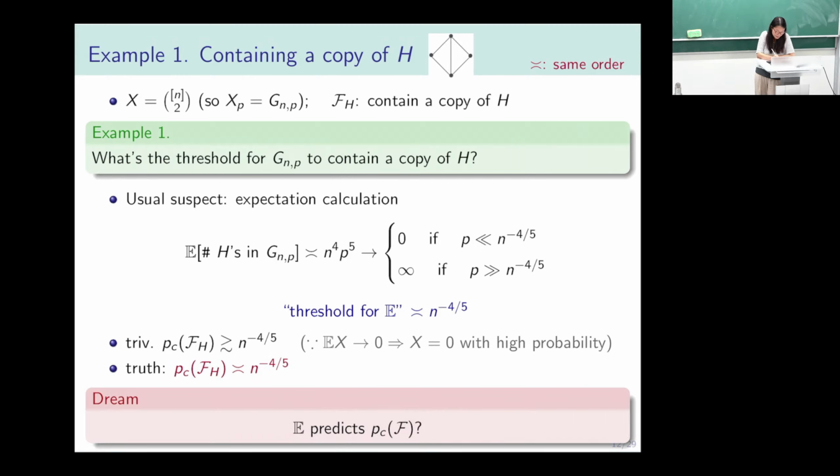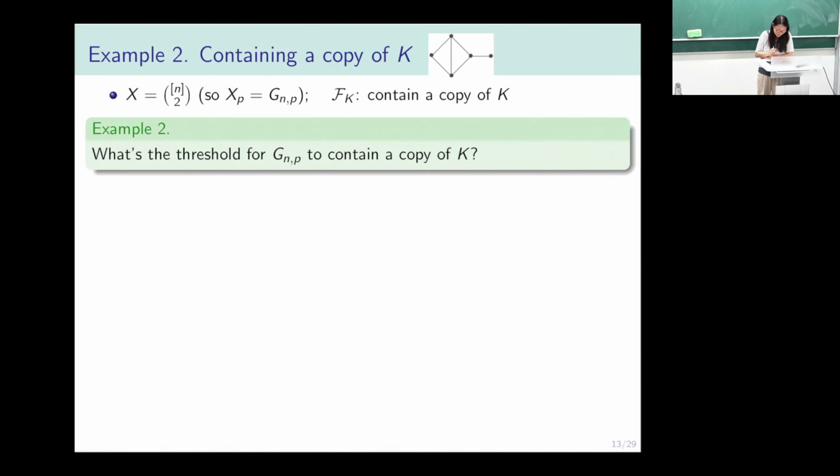So the truth is equal to this trivial lower bound, and the proof of this statement uses the second moment method, but let me not talk about the details. But after we observe this first example, maybe one can dream that the expectation calculation predicts the location of the thresholds. So this is the first observation. So let me examine some more examples to confirm our hope or our dream.